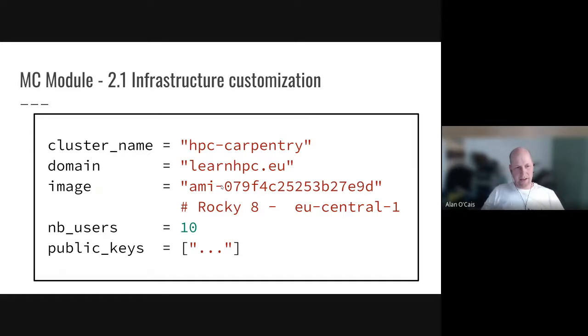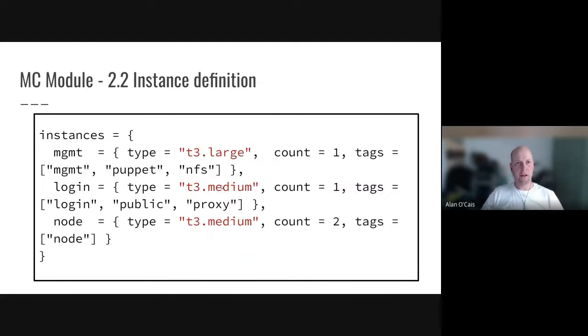We would create 10 users, and then I would provide my public key, which is effectively putting a key into the admin account so that I can easily log onto the system. That could be provided via file or via string. So we'll do it via string today. And then you define the instances that you want.